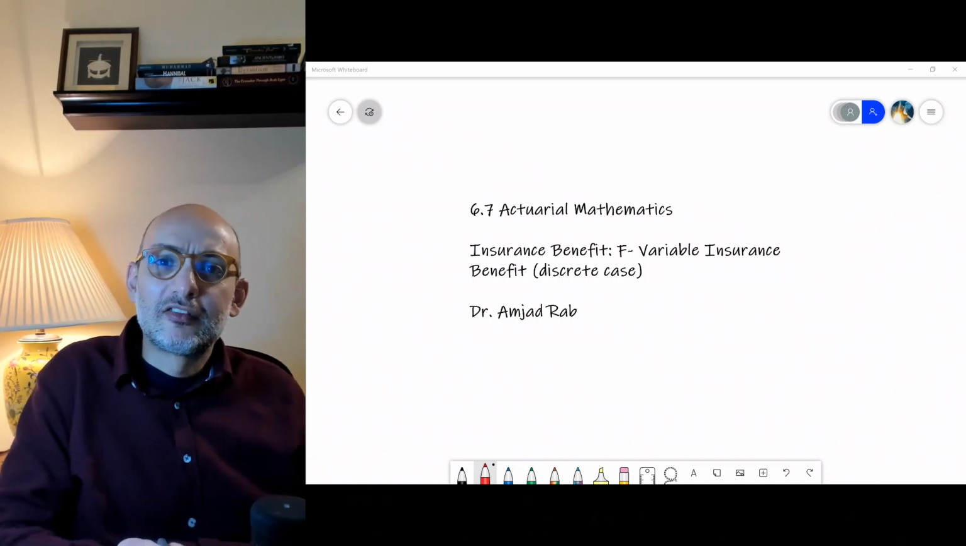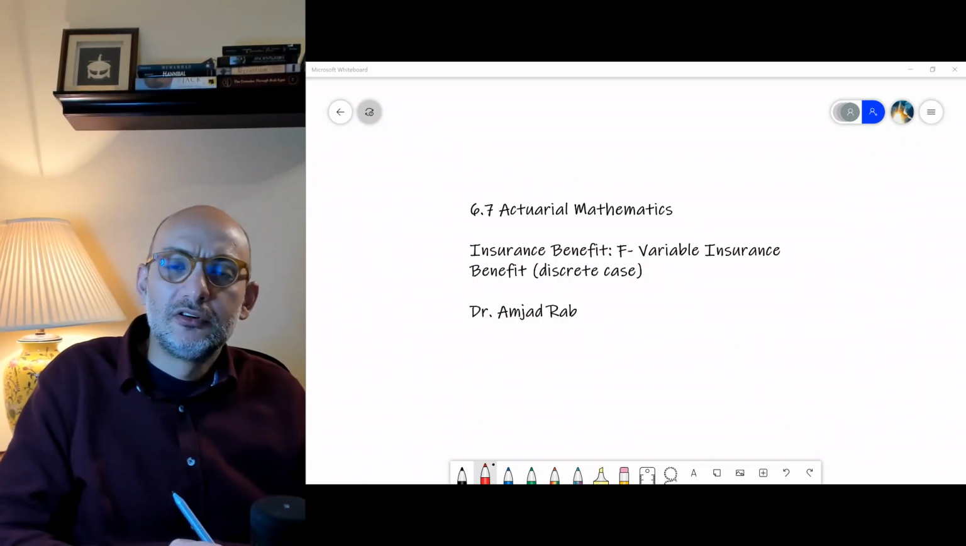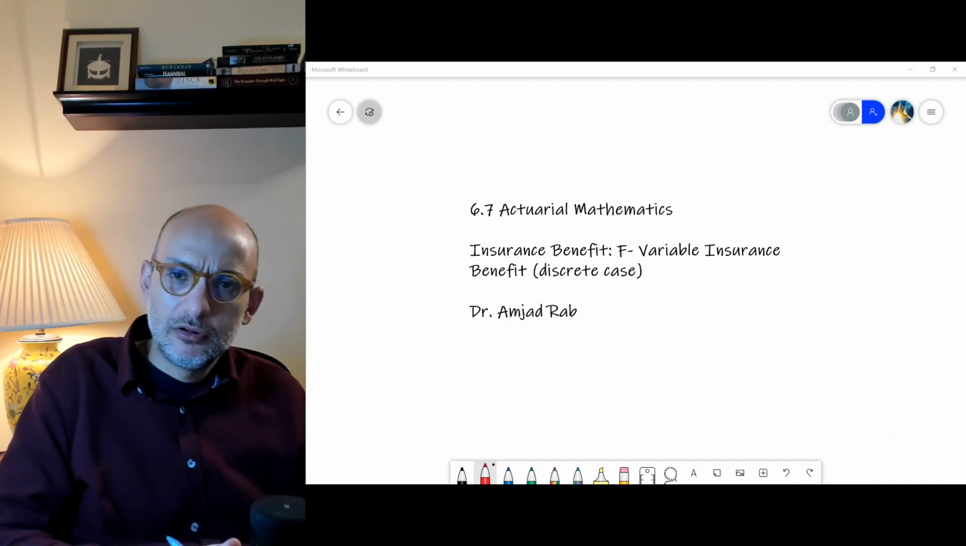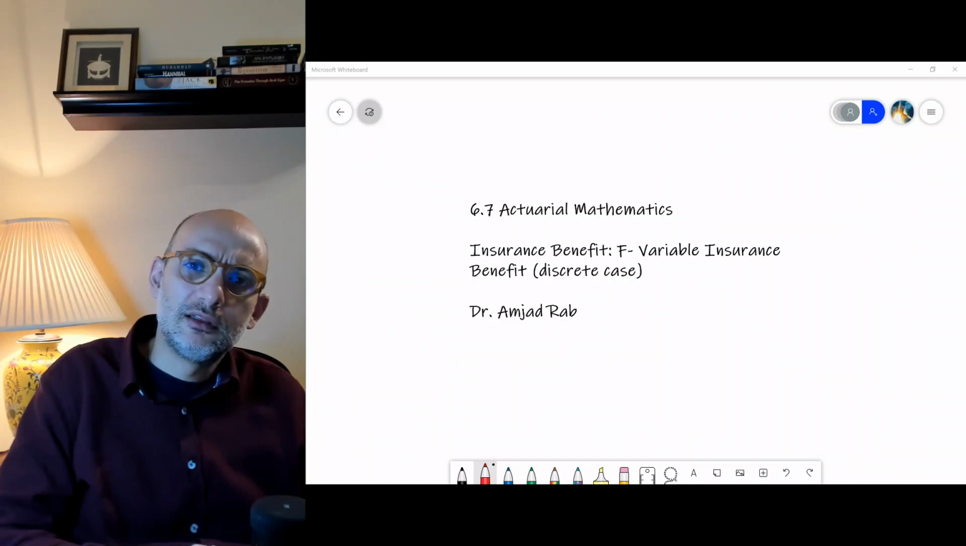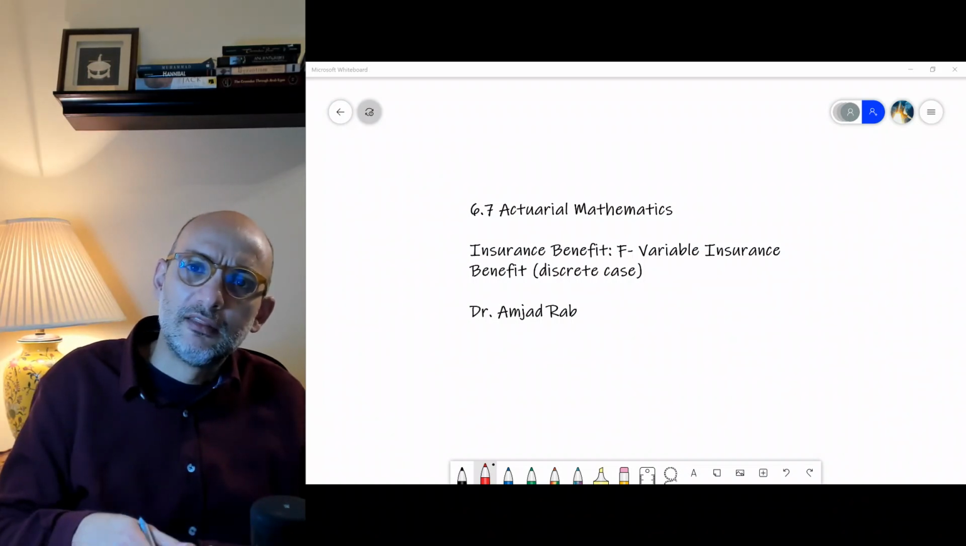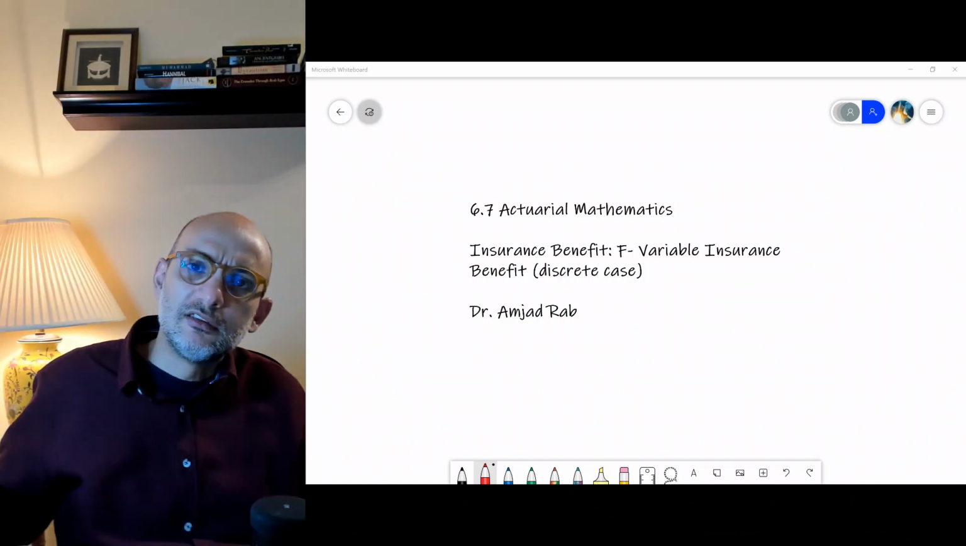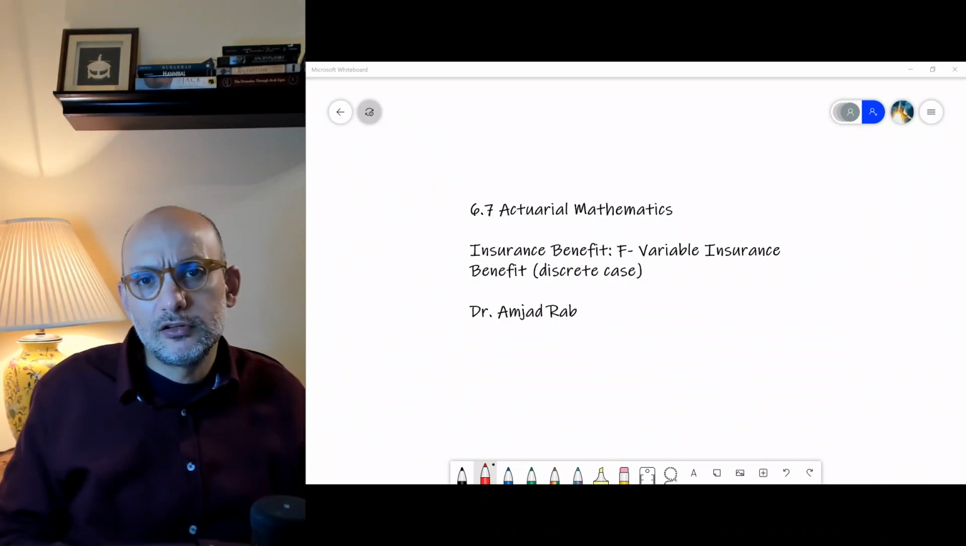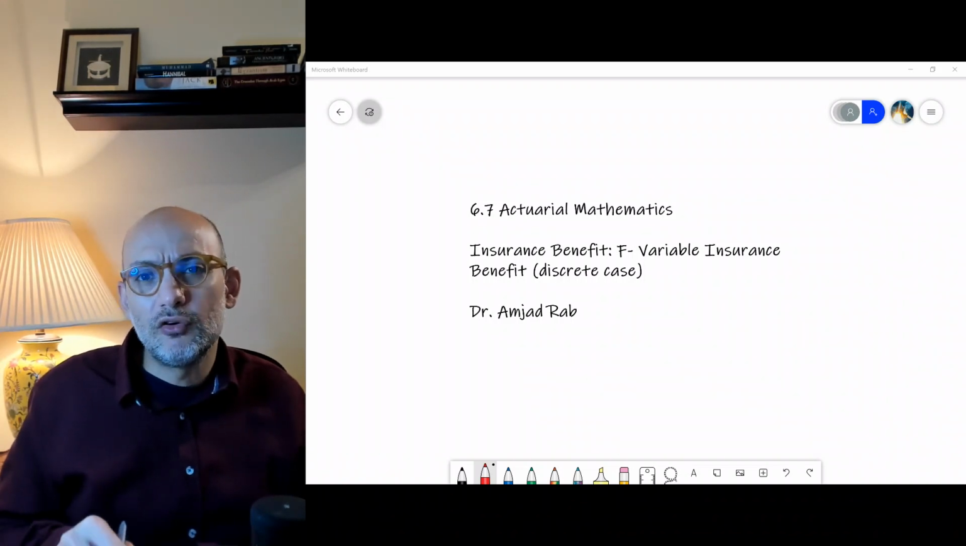Hi, this is the last session of the chapter on insurance benefit. In this chapter, we'll continue what we started last discussion about insurance benefit that is not level, that is either increasing or decreasing. So we looked at the continuous case, where benefit is paid at the moment of death.